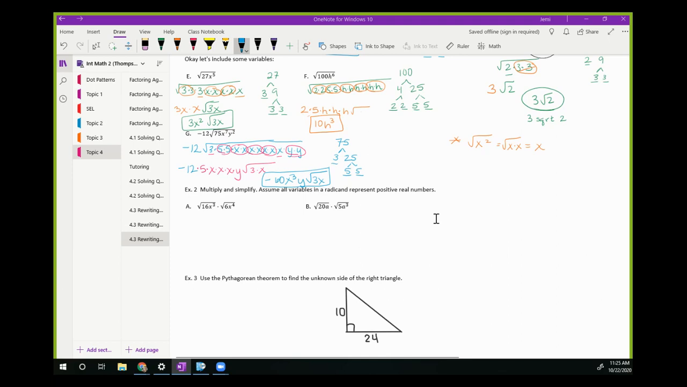For example 2, multiply and simplify. Assume all variables in a radicand represent positive real numbers. So these are similar instructions to before. The only addition is now we have multiply, and then we have this addition of this vocabulary word called radicand. So let's talk about what a radicand is.